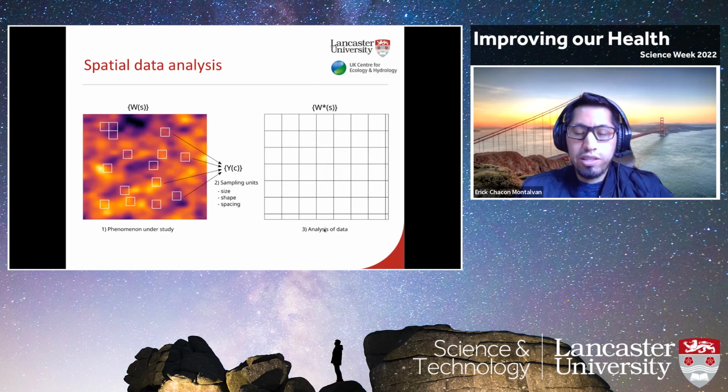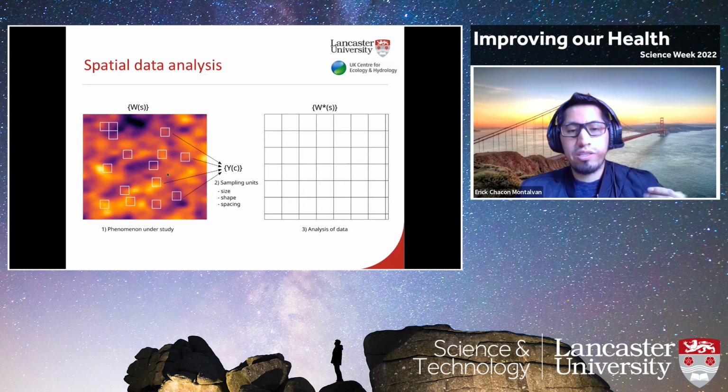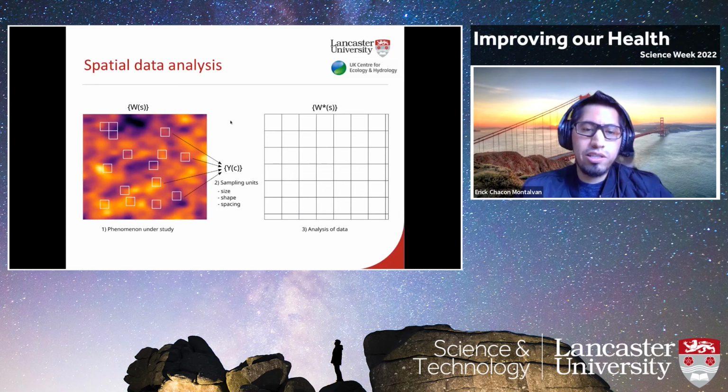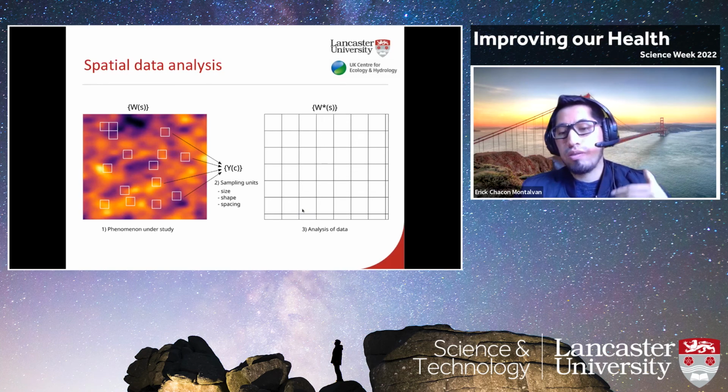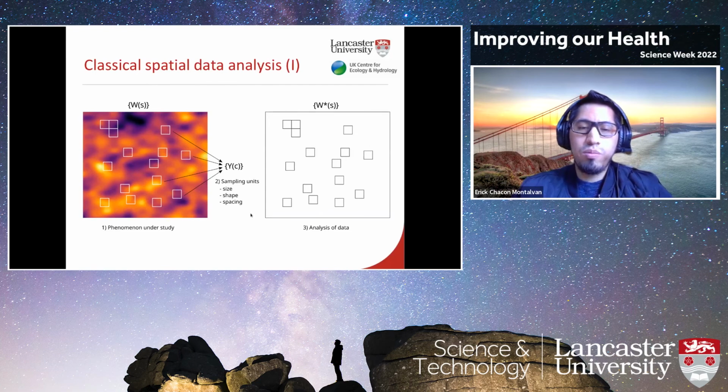And then in the third case, we have the support of the analysis of data, which is basically just these squares here, where we want to obtain inferences or predictions about this phenomenon under study. So you can see that this is usually what we have to deal with when we have spatial data, and we have to understand the support and scale of the phenomenon under study, of the sample unit, and also of the analysis of the data. So now I'm going to show two common approaches that practitioners use for those cases.